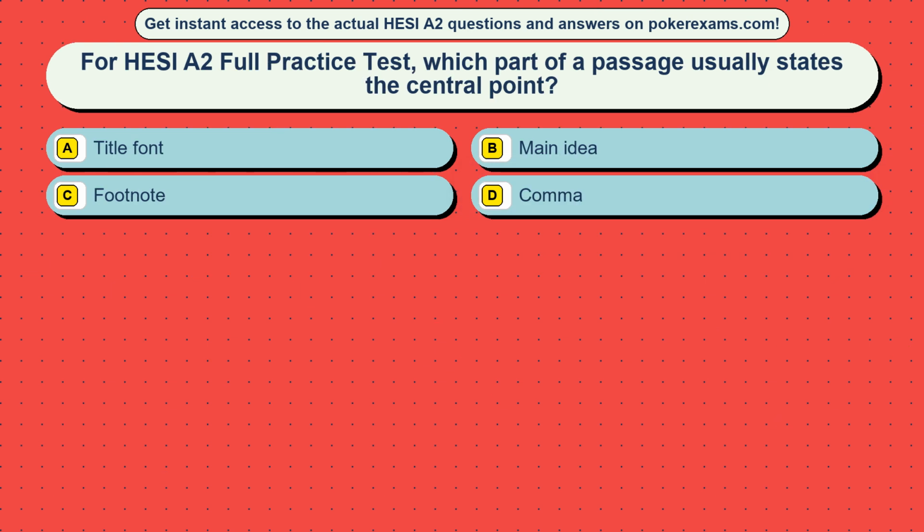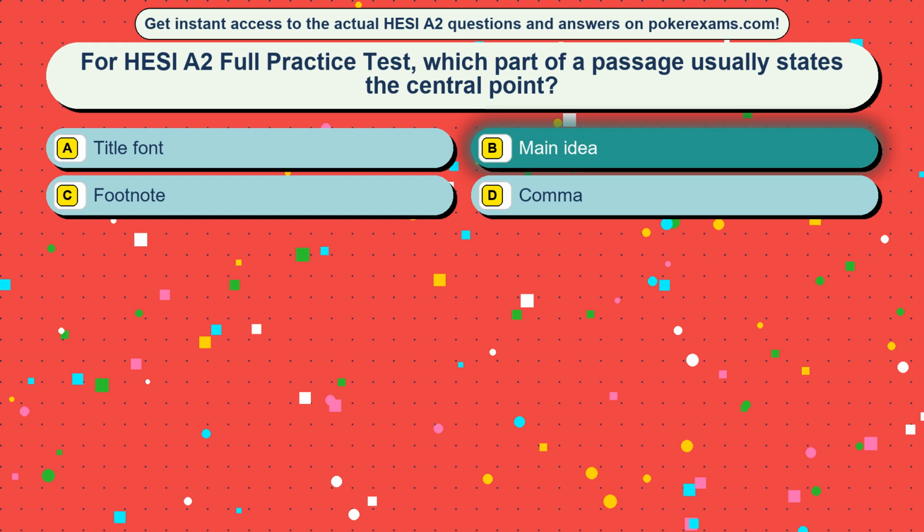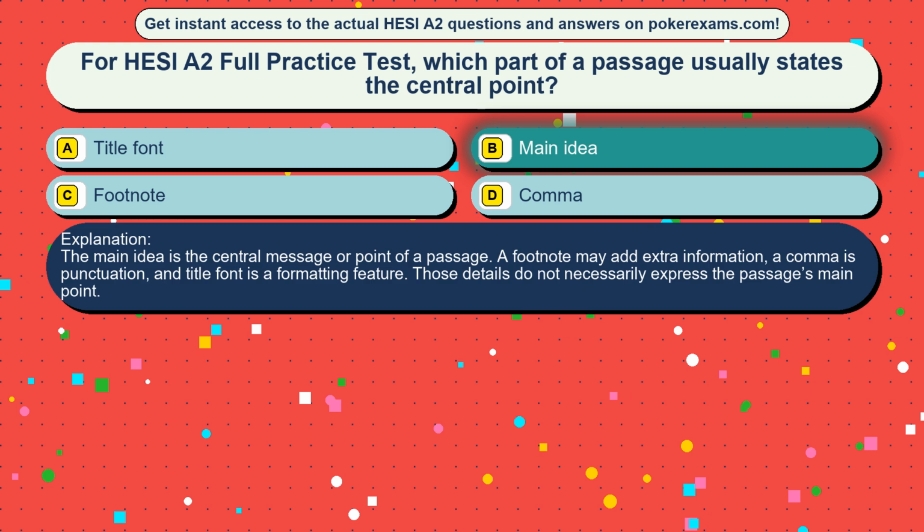Question 32. HESI A2 full practice test, which part of a passage usually states the central point? Option A. Title font. Option B. Main idea. Option C. Footnote. Option D. Comma. The correct answer is option B. Main idea. The main idea is the central message or point of a passage. A footnote may add extra information, a comma is punctuation, and title font is a formatting feature. Those details do not necessarily express the passage's main point.